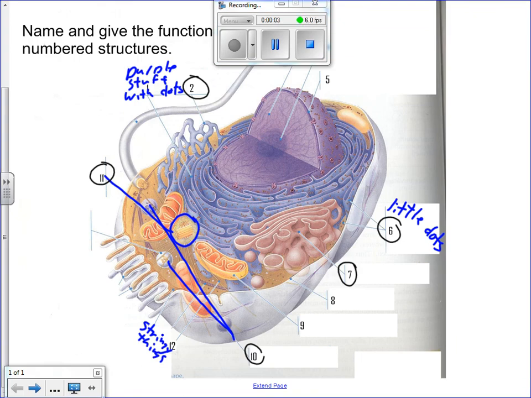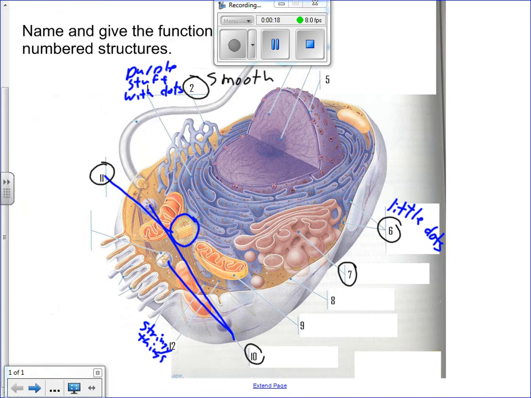Okay, so let's quickly have a look at these guys. We only had to do 2, 6, 7, 10, and 11. Right? Number 2. What are we looking at for number 2? That is the smooth ER. Okay, number 1 was pointing at the rough ER. Number 2 is pointing at the smooth ER.